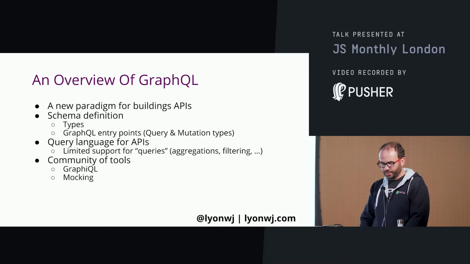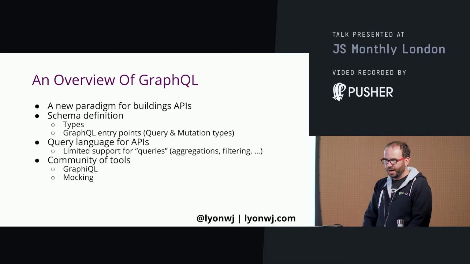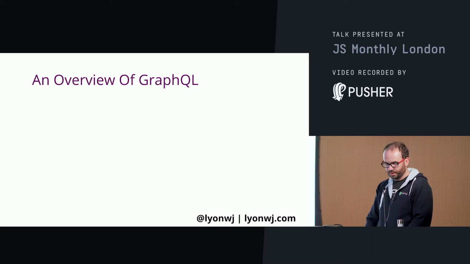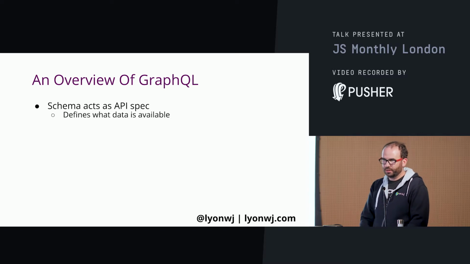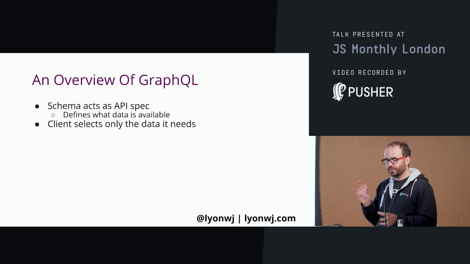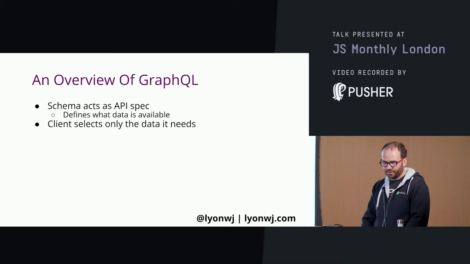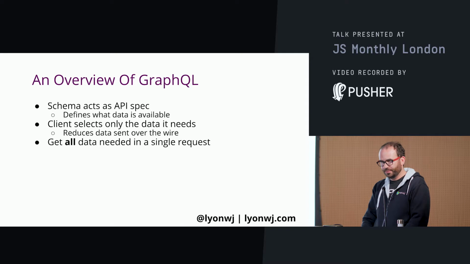And then there's also a big community of tools built around GraphQL. So GraphiQL, which we'll look at in a second, is this in-browser IDE for working with GraphQL. We already mentioned mocking and performance. The schema is really important in GraphQL. It defines what data is available, and then a client, for any given request, selects only the data that the client is interested in from the schema. This reduces the amount of data that's sent over the wire, and it also allows the client to pick the data it needs to render a particular view.